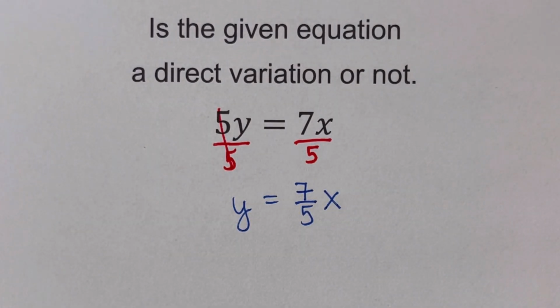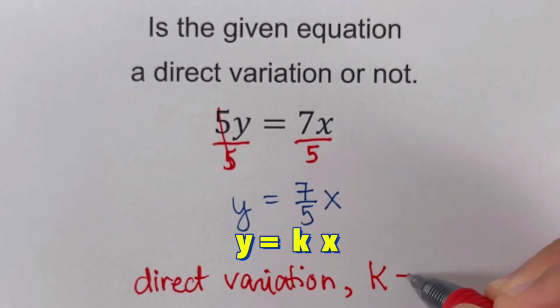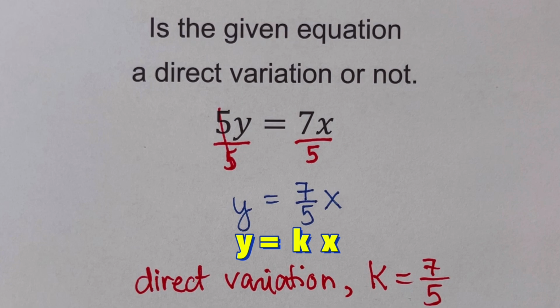So we can go ahead and say that this resembles y equals kx. So then this is an example of a direct variation with a k value of 7 over 5. So I'm going to go ahead and write that down here. Now let's go over the next example.